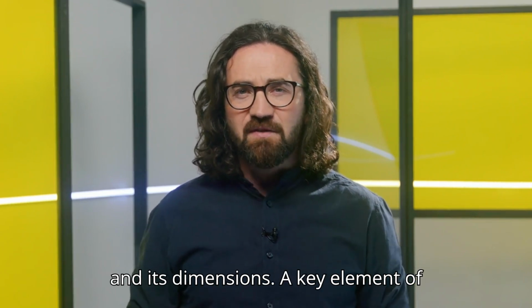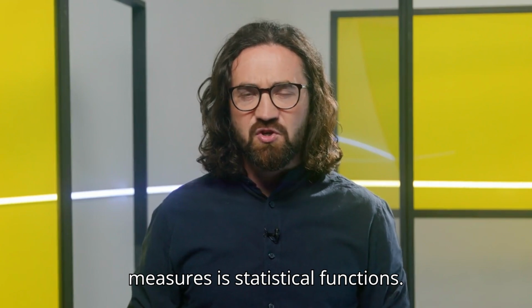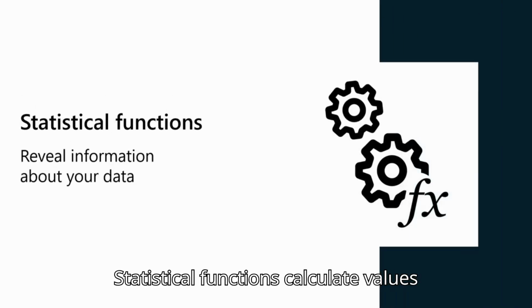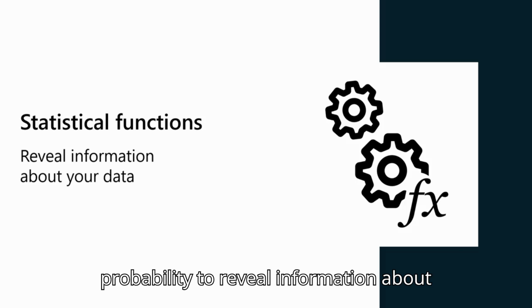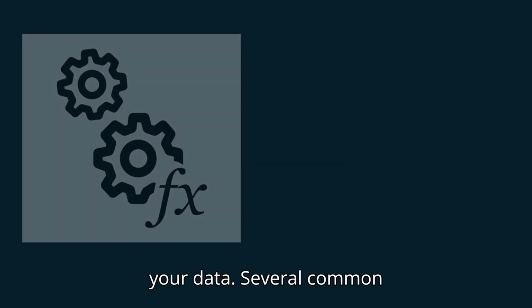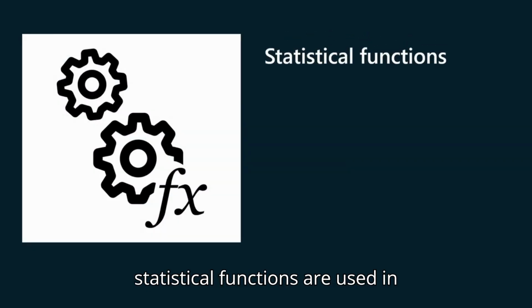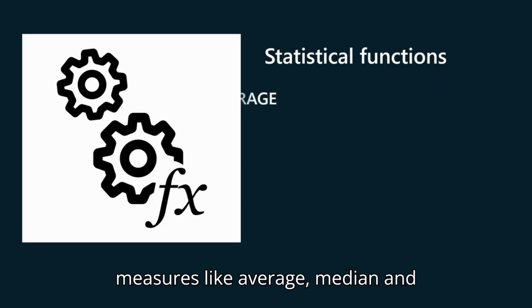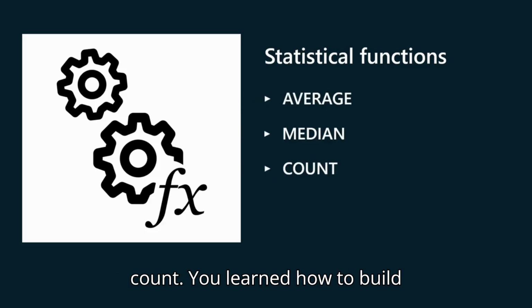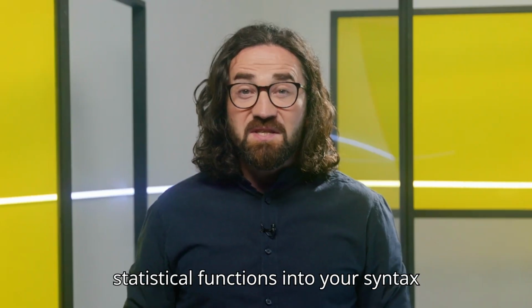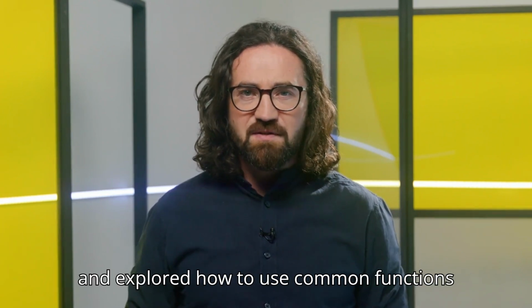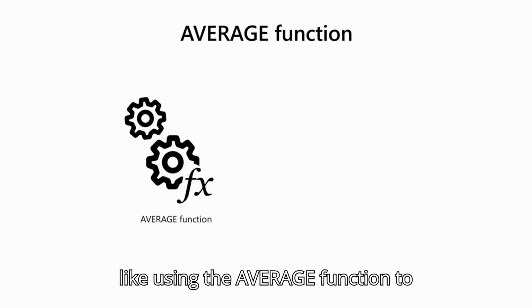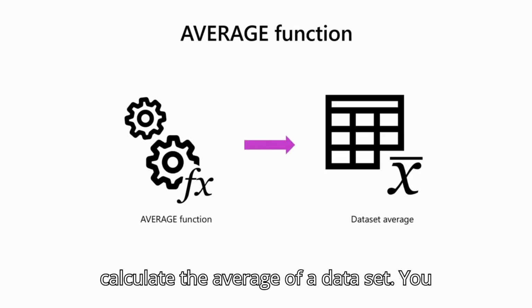A key element of measures is statistical functions. Statistical functions calculate values related to statistical distributions and probability to reveal information about your data. Several common statistical functions are used in measures like average, median, and count. You learned how to build statistical functions into your syntax and explored how to use common functions, like using the average function to calculate the average of a dataset.